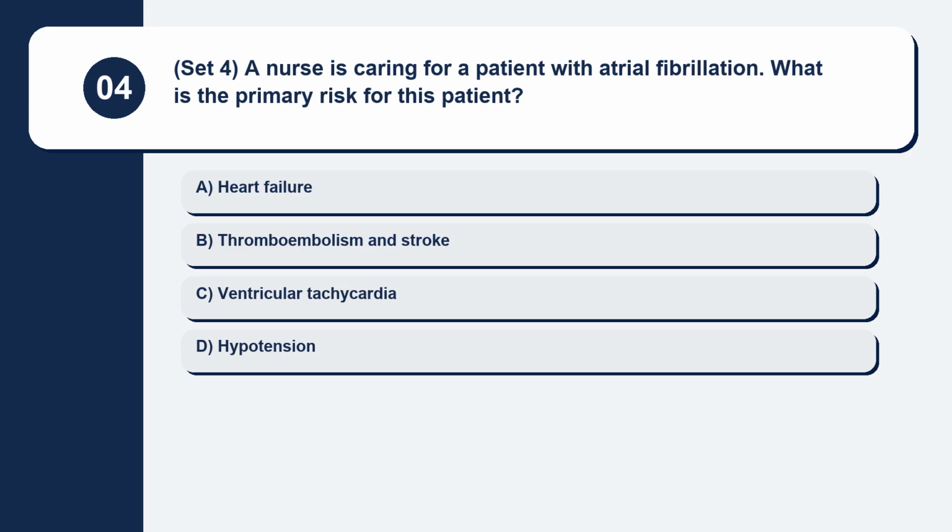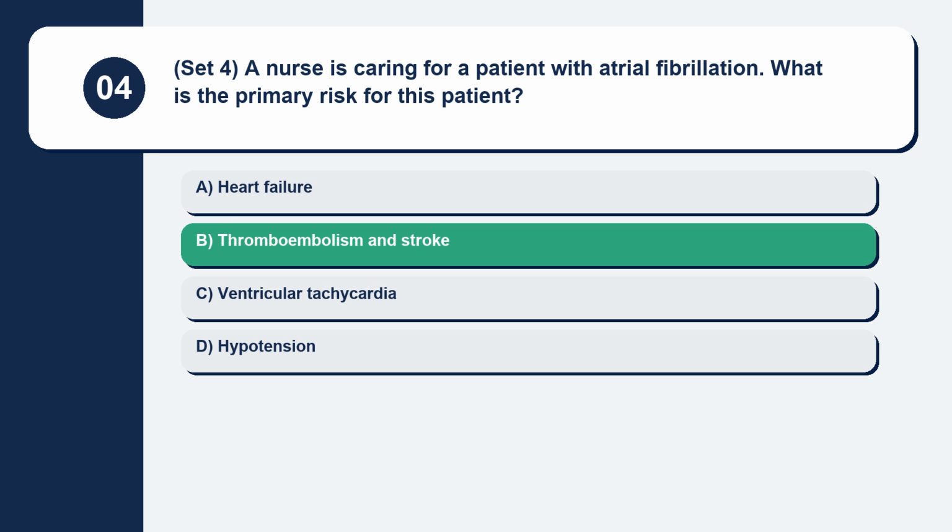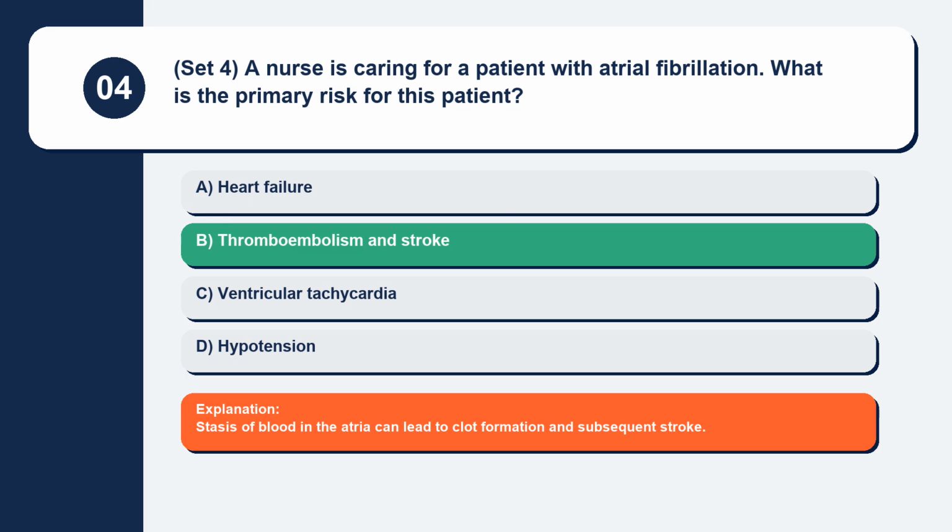Question 4. Set 4. A nurse is caring for a patient with atrial fibrillation. What is the primary risk for this patient? Heart failure, thromboembolism and stroke, ventricular tachycardia, hypotension. Stasis of blood in the atria can lead to clot formation and subsequent stroke.